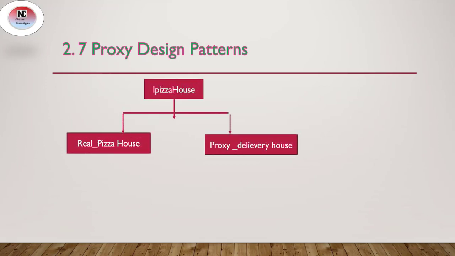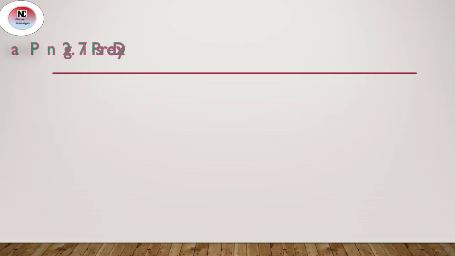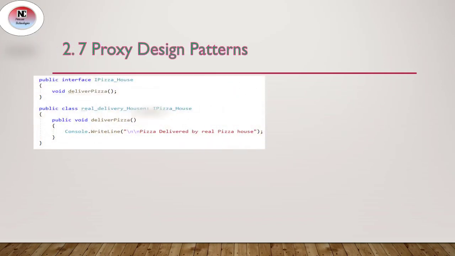So let's take one example. I have an iPizzaHouse which creates the pizza. There are 2 ways: maybe the pizza house will deliver it, or a proxy deliverer can be there, like Zomato or Food Panda. These we consider the delivery houses for this pizza. So I have created an iPizzaHouse which has a deliver pizza method. RealPizzaHouse inherits iPizza and implements the deliver pizza method. It says it is delivered by Real Pizza House.